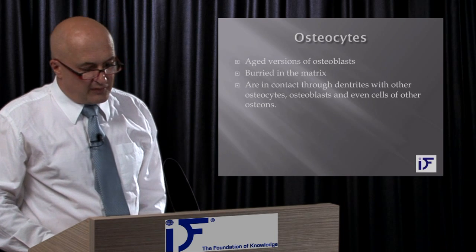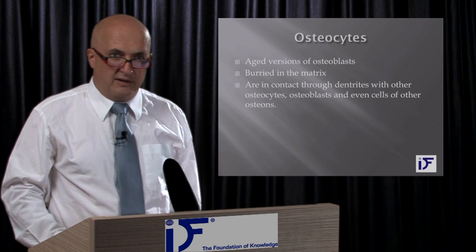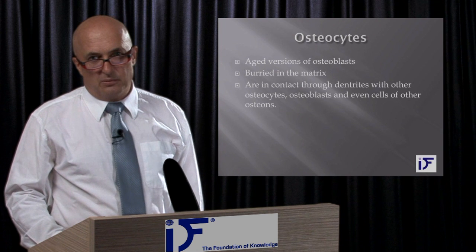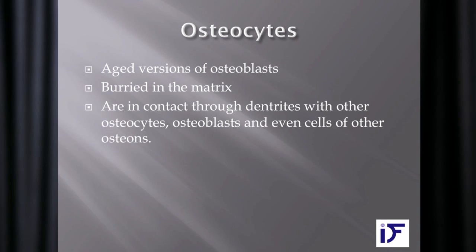Osteocytes are aged versions of osteoblasts. While bone is developing and while bone is aging, osteoblasts get buried in the matrix, and these osteocytes have almost no metabolic activity because they are buried, they have no contact to the bone surface, but they have a lot of other purposes. They are in contact through dendrites with other osteocytes, osteoblasts, and even cells of other osteons.